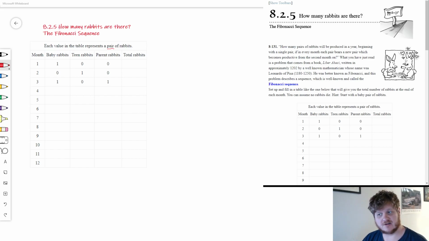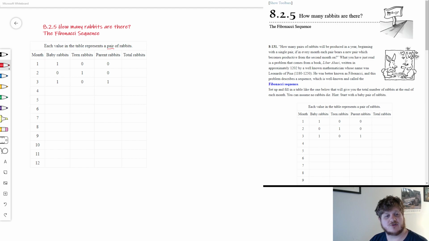Good morning, Precalc. Today we're going to be working on 8.2.5, answering the question, how many rabbits are there, which is about the Fibonacci sequence. With the Fibonacci sequence, it's this idea of a sequence that's found in nature, often called the golden spiral, where the idea started from this guy named Leonardo of Pisa.